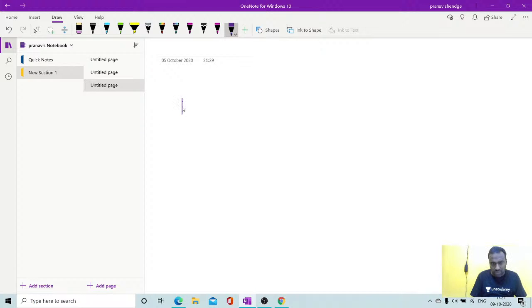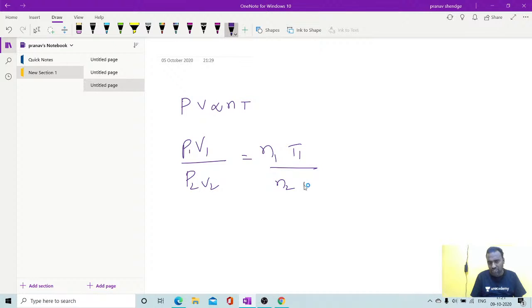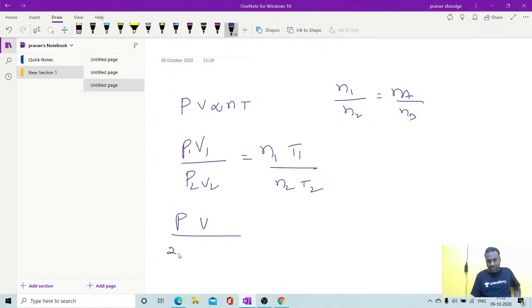Since you can observe, students, PV is directly proportional to the number of molecules and then temperature. So P1 V1 by P2 V2 is equal to N1 T1 upon N2 T2. Here N1 by N2 is nothing but NA by NB, of course. Here pressure is P and volume is V, by 2P and 2V. Volume is double. So what about the temperatures? T1 is T and here it is T by 2.